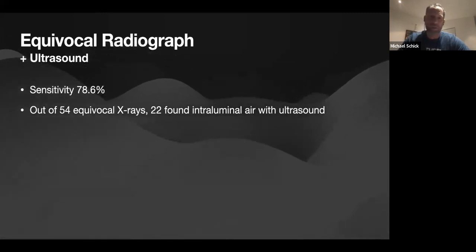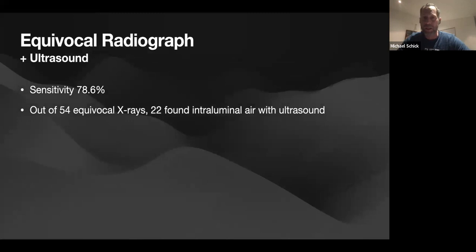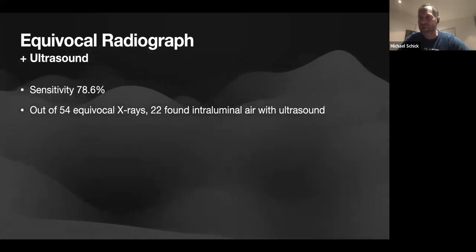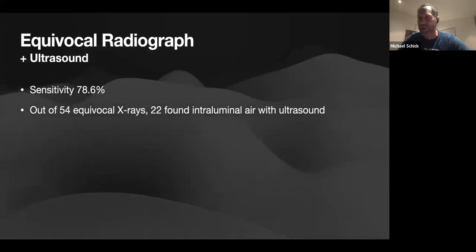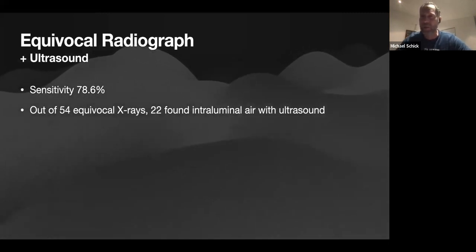This is one retrospective study that looked at 54 equivocal X-rays of necrotizing enterocolitis, and they did ultrasounds, and 22 out of that 54, they found intraluminal air with the ultrasound, which just tells me that there's value in adding ultrasound to this.